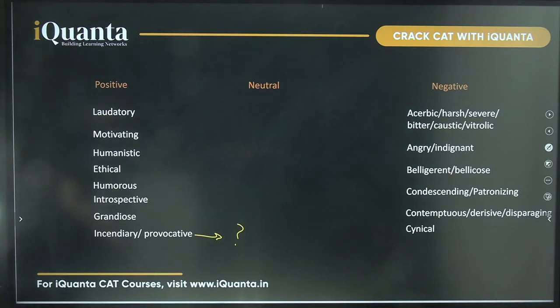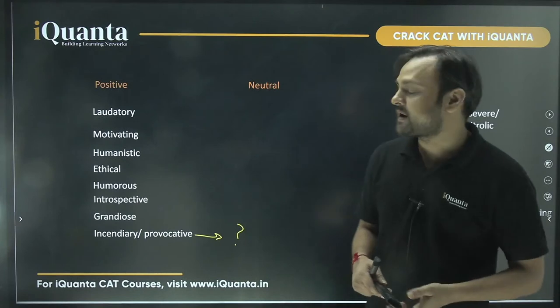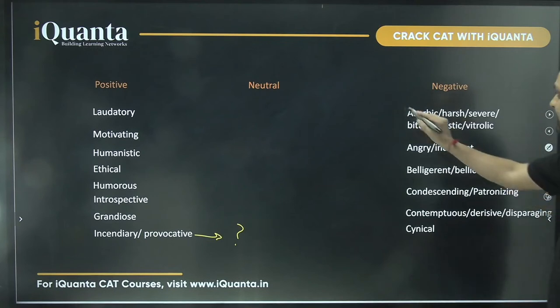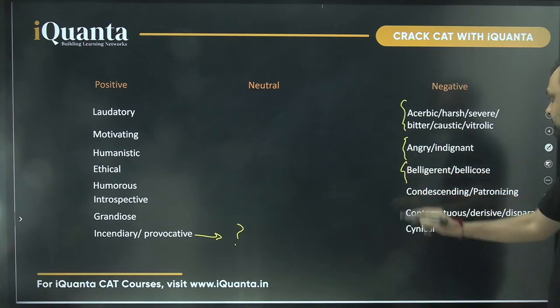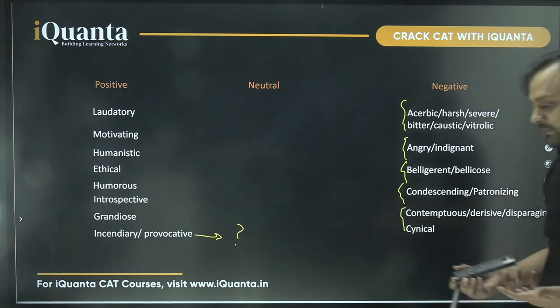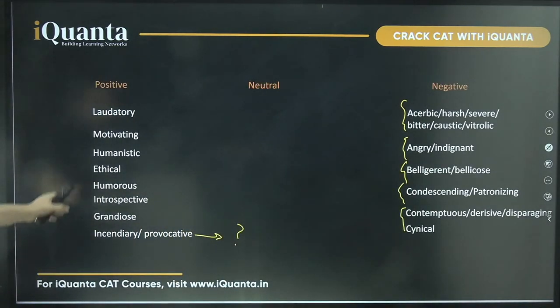Now, satire is not a negative tone. I won't say that satire is negative. Satire is a social commentary. He is making fun of something, and you might want to put this in the negative category. But he could have been acerbic, angry, belligerent, condescending, contemptuous. But he is being satirical. And being satirical is producing some laughter or humor. Causing someone to laugh or smile is a good thing. That's why I have put this here in this category.